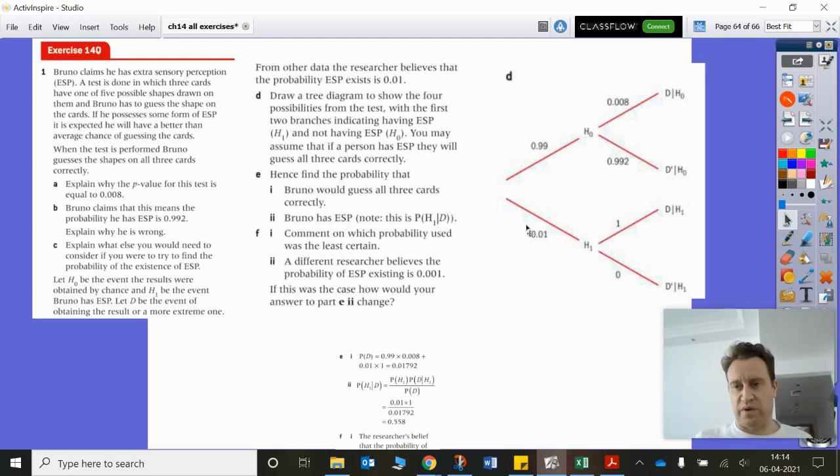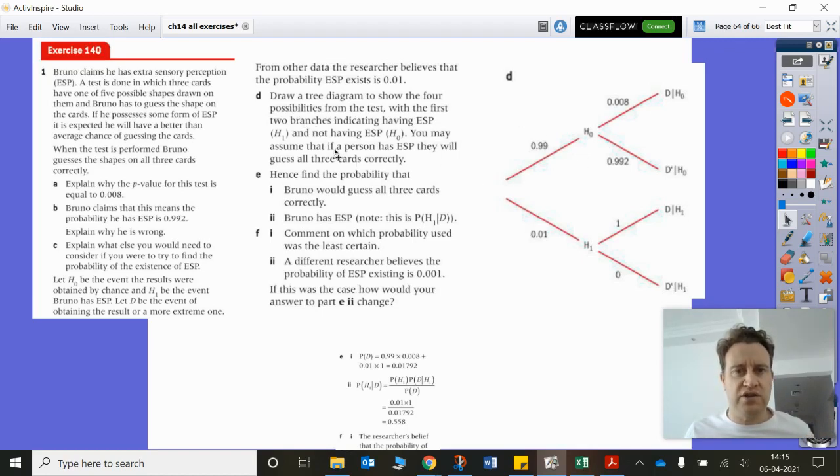Now, we've obviously done this test with Bruno specifically, and we're testing now whether Bruno has it. It's a bit like when we've done tests before and said, look, we've now taken a sample and we're seeing if this sample still reflects the original population. Okay, so draw the tree diagram.